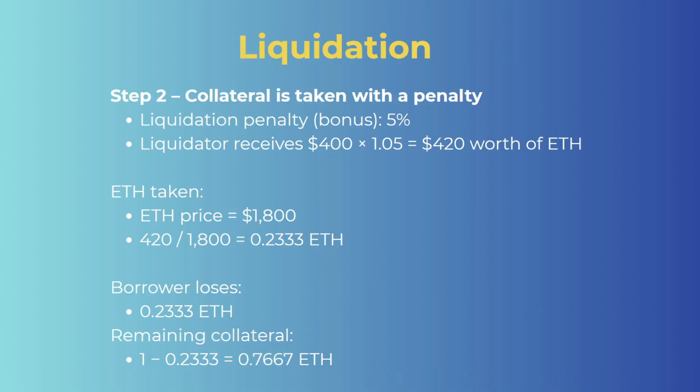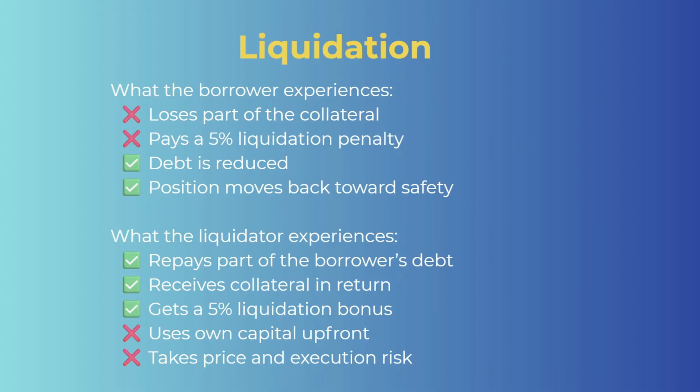They will end up with 0.76 ETH. What is important for us is that we don't want to be liquidated, so we want to avoid this liquidation as much as we can. During the liquidation process, the borrower loses part of the collateral and pays a 5% liquidation penalty, but the debt is reduced and the position moves back towards safety.